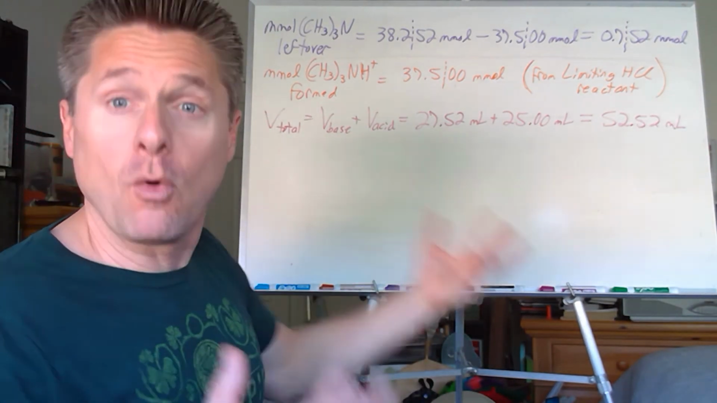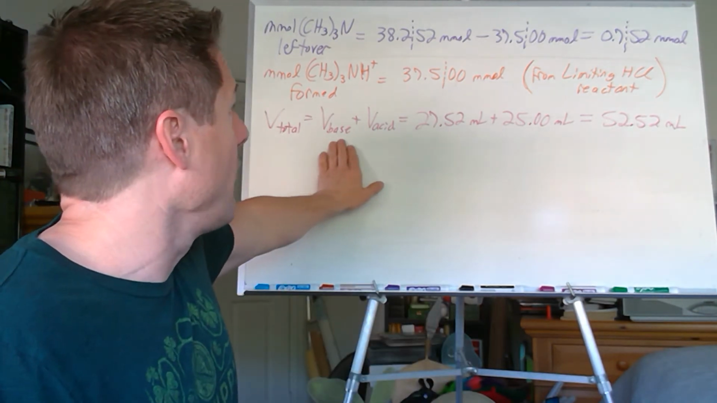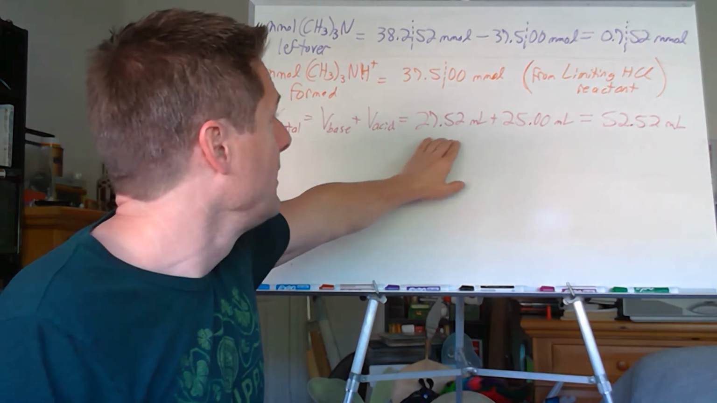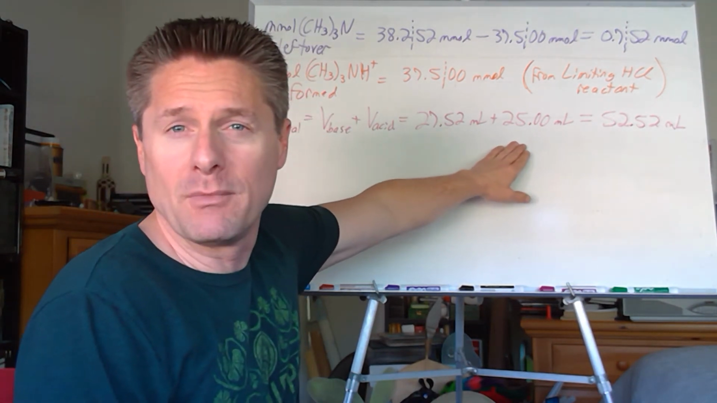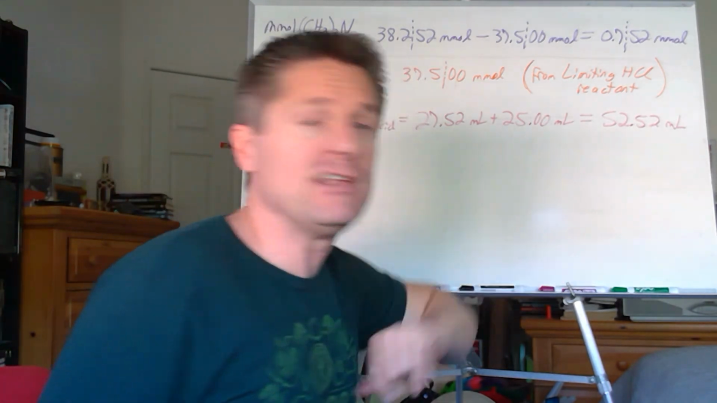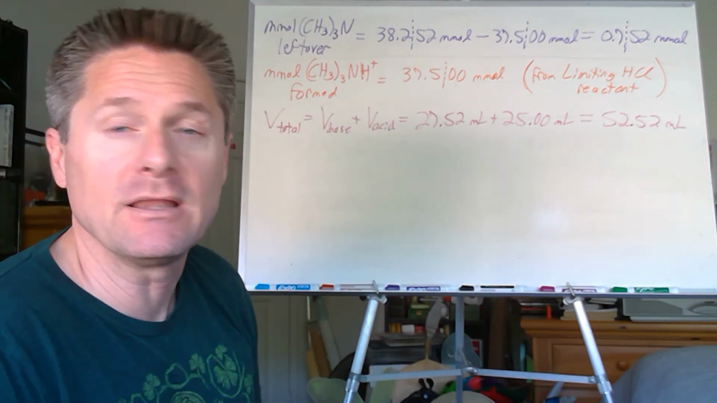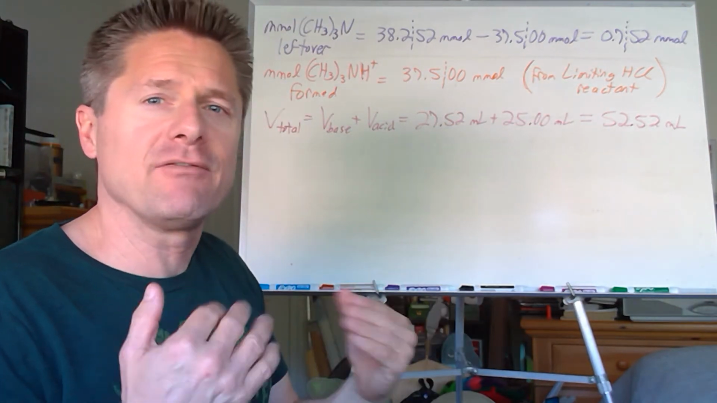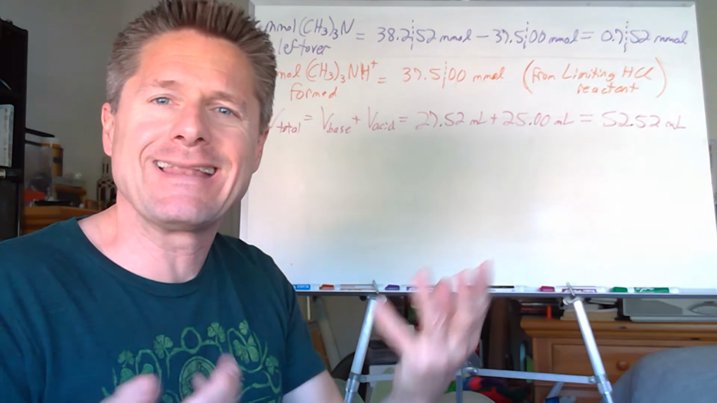And then let's figure out the total volume after we add everything together. So the volume of the base originally was 27.52 milliliters from the first problem. We added 25.00 milliliters of acid solution, both good to 2 decimals. So the total volume is 52.52 milliliters. All right. So just take the millimoles divided by the total volume. That'll give you the concentrations of the weak base and its conjugate acid.